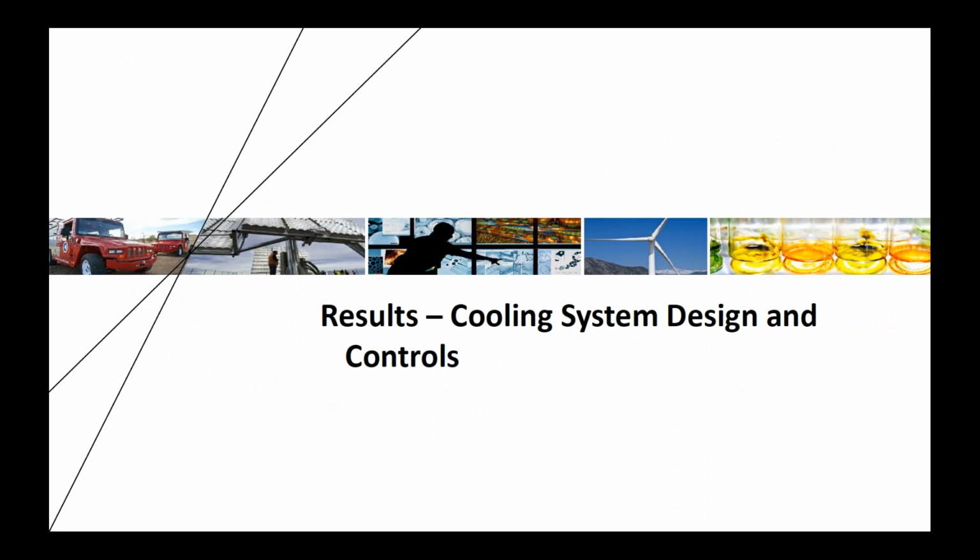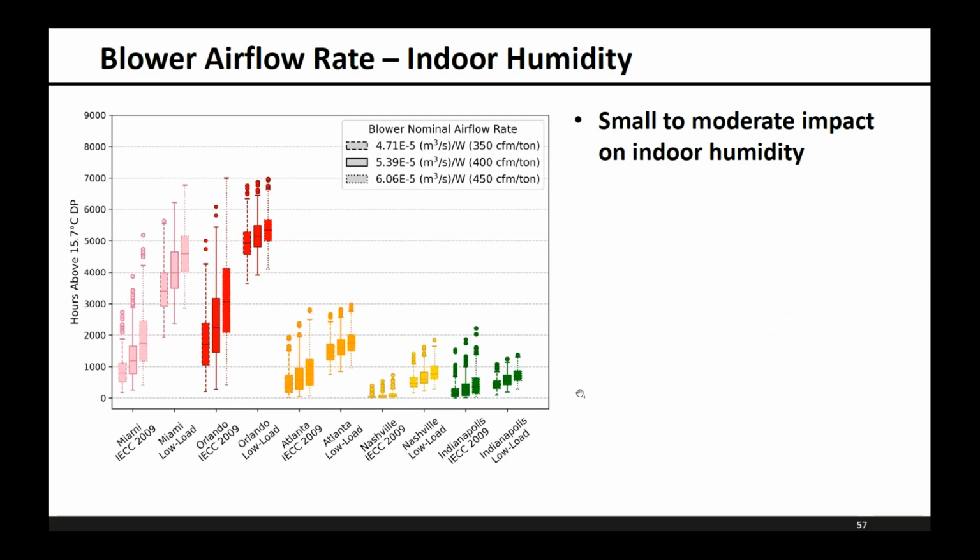Okay, so moving on to the cooling system design and controls. The first thing we're going to look at here is the blower airflow rate. So as I mentioned before, we varied that between 350 and 450 CFM per ton. And you can see that the hours above the 60.2 dew point limit increased as the airflow rate increased. And there's a small to moderate impact on the change in hours.